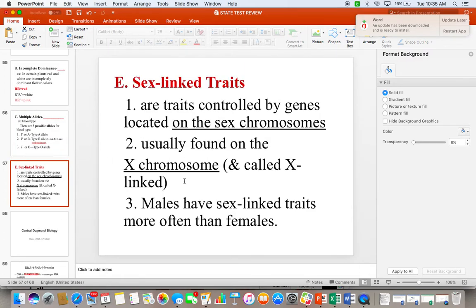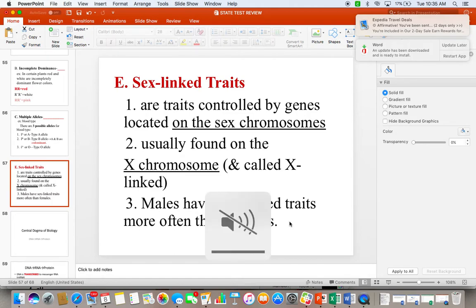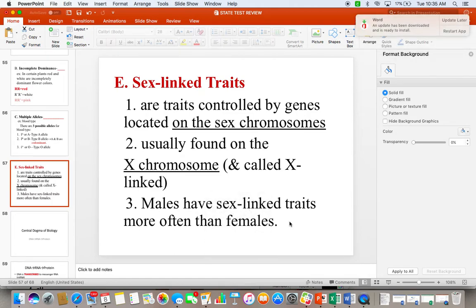Sex linkage means that the traits are on the X chromosome, and boys are going to get the trait more often. When you look at pedigrees, if pretty much the only thing that you have shaded are squares, then that means that you're going to have that sex-linked trait, okay?